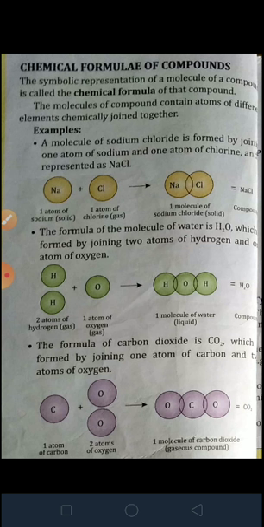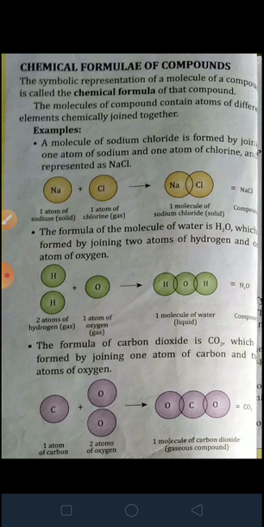A compound is a pure substance, and in a compound, two or more elements combine chemically together in a fixed proportion. That means by chemical bonds, the different elements are joined together in a fixed proportion, and then only we get a compound. The symbolic representation of a molecule of a compound is called the chemical formula of that compound.